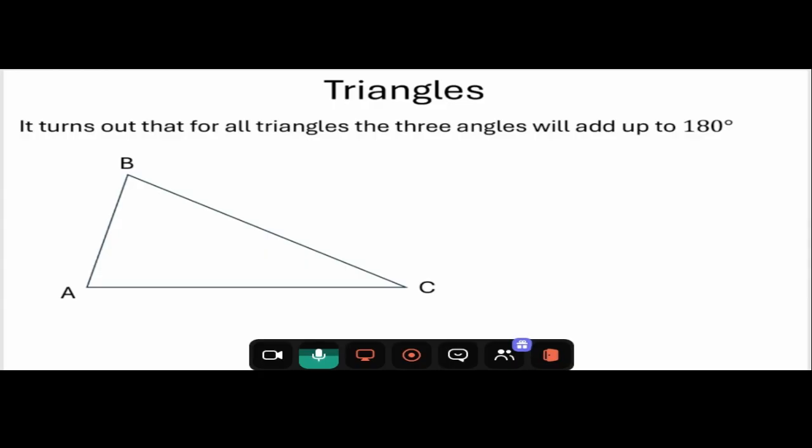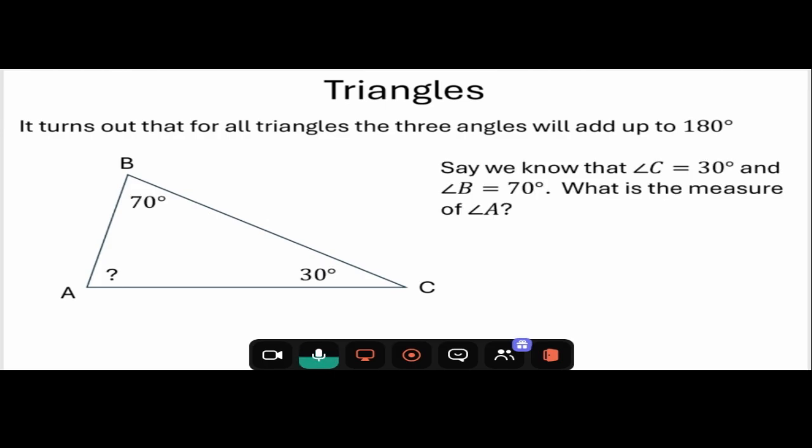So here's something that turns out to be true for all triangles. If you take the three angles and add them up, no matter what the triangle looks like, those three angles will add up to 180 degrees. So just like complementary and supplementary, this gives us some practice questions.